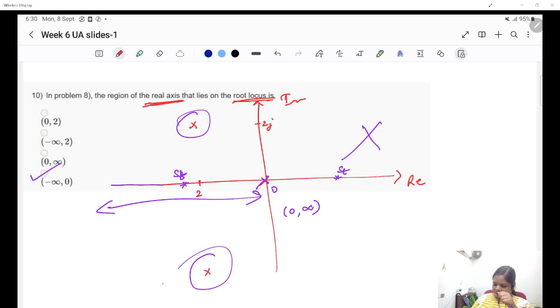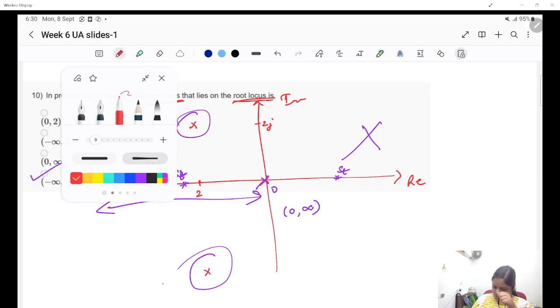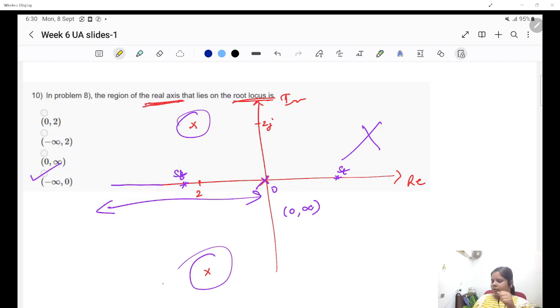Now, after this, I'll write in some other color, yellow. We'll take a test point over here at St and we'll see how many poles or zeros lie on the real axis to the right of it. In this case, it is 0. So if it is 0, that means it is not odd. If it is not odd, we discard this region. Then we move to the next region, which maybe lies here. We check the number of poles and zeros to the right of it on the real axis. Here we get it to be equal to 1.